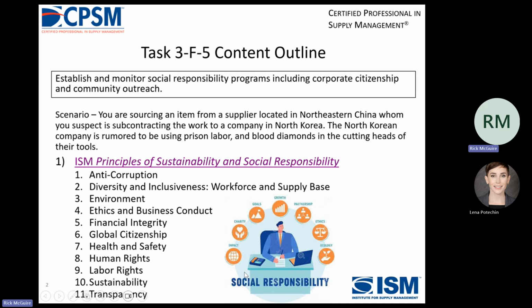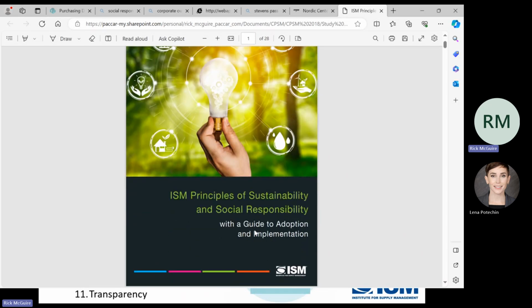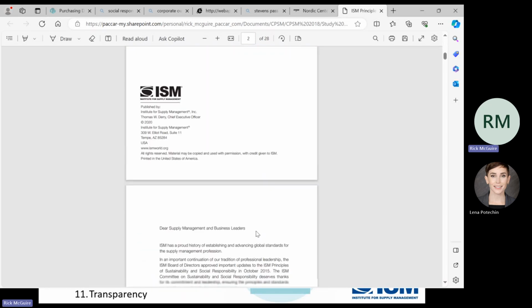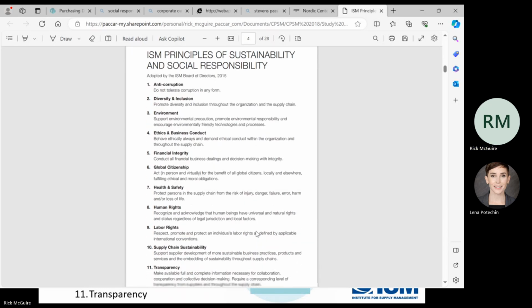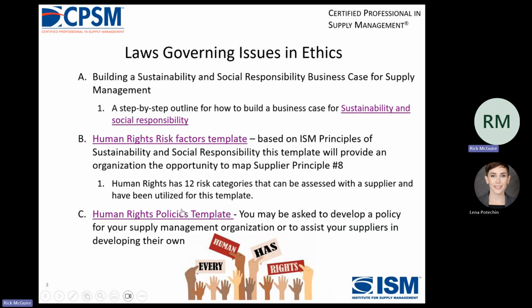So social responsibility can include these kinds of things. It's also called corporate social responsibility. This is kind of how ISM will define it with their little pamphlet here. Principles of sustainability and corporate responsibility. But so ethics and environmentalism and financial integrity, transparency, all that good stuff. You know, all the kind of stuff that your mom said you should do.